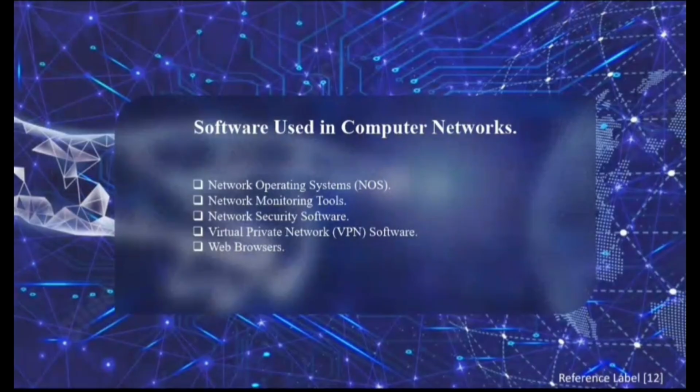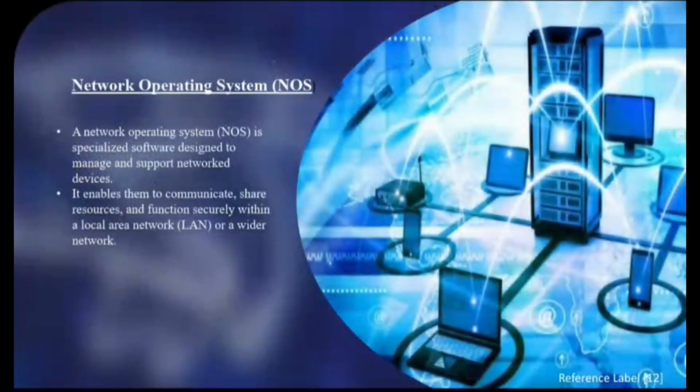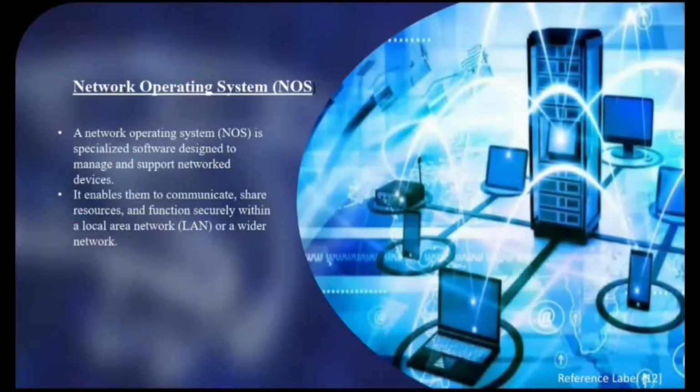Next, we will discuss the software used in computer networks. Network operating systems, network monitoring tools, network security software, virtual private network (VPN) software, and web browsers. Network operating system. A network operating system is software that manages network devices, enabling them to communicate, share resources, and operate securely within a LAN or larger network.